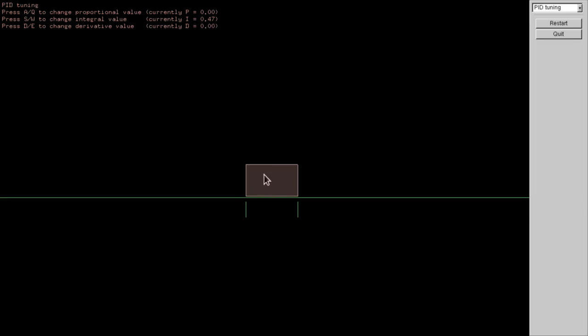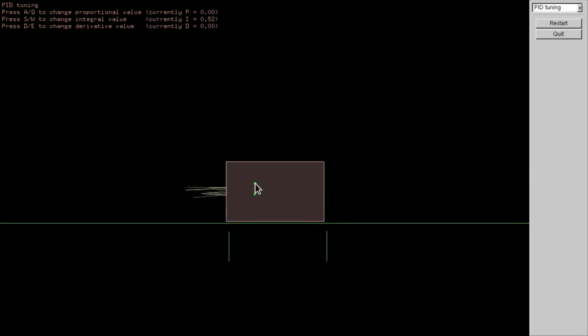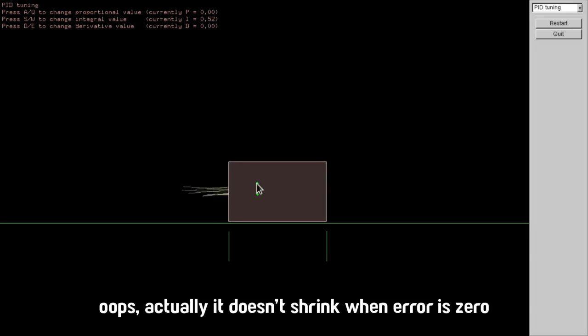Alright, so I is not giving us any response because there is no error. Now if I take this to the left, we'll get a little bit of error, and then if I bring it back, we see that that response remains for a while, and it will gradually shrink away. It's a little bit hard to see maybe, but that is actually shrinking. But it has this residual effect.